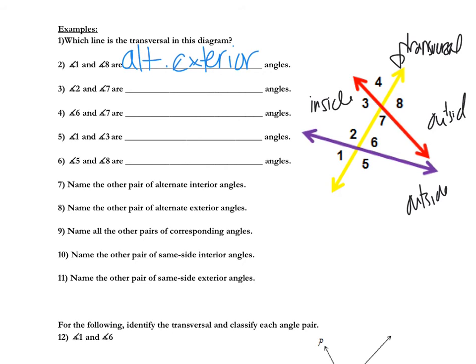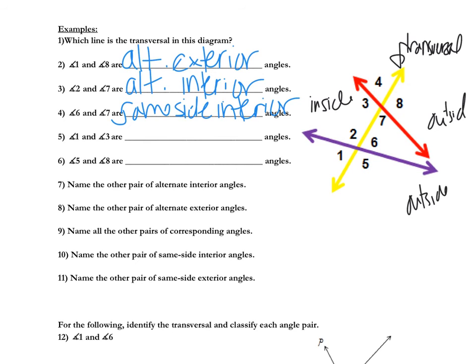Okay. All right, now we're going to look at angles 2 and 7. So 2 and 7 are on the inside, but they're on alternating sides of the transversal. So this would be alternating interior angles. Okay. 6 and 7, they're on the inside, okay, but they're on the same side of the transversal, so we would say same side interior angles.